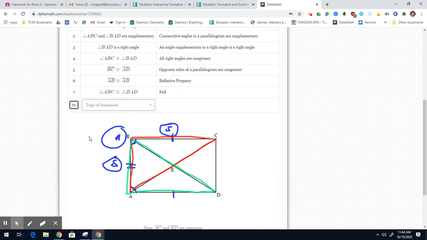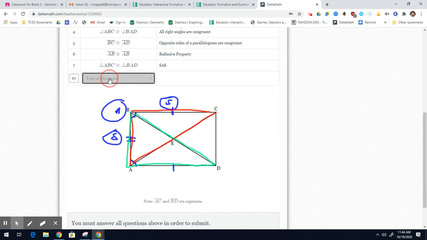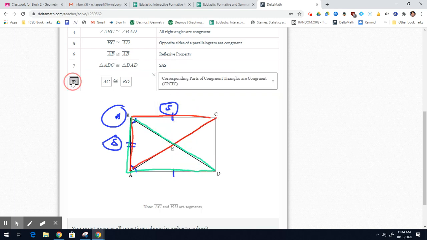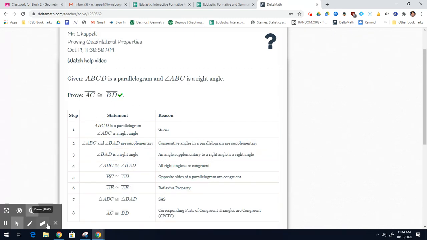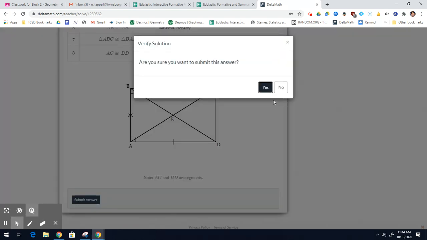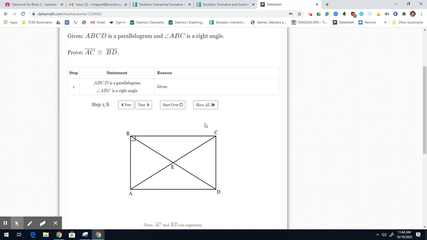And now in these two triangles, the two diagonals of the parallelogram, AC and BD, are corresponding parts. They will be congruent by CPCTC. Done. And the proof is done. Let me get rid of my writing. I want the bigger check mark. There we go. So again, I think this is also a difficult proof because the triangles are overlapping.